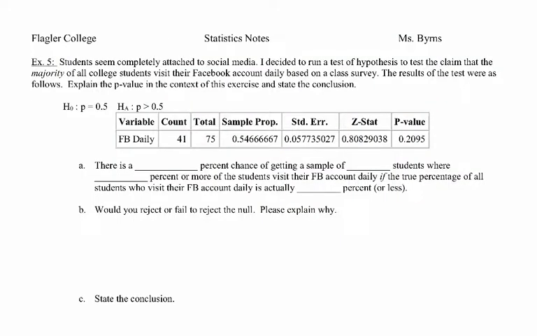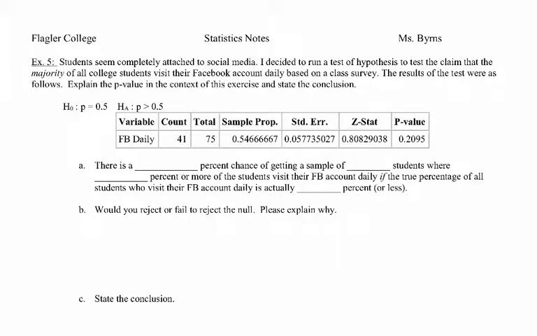All right. Let's take a look at example 5. Students are completely attached to social media. I decided to run a test of hypothesis to test the claim that the majority of all Flagler College students visit their Facebook account daily based on a class survey. The results of the test were as follows. Explain the p-value in the context of this exercise and state the conclusion.